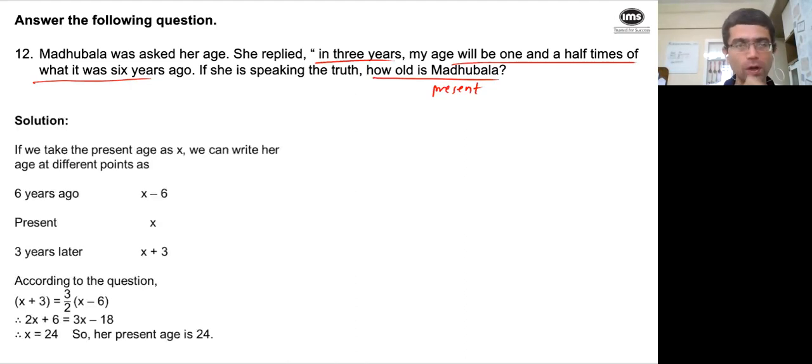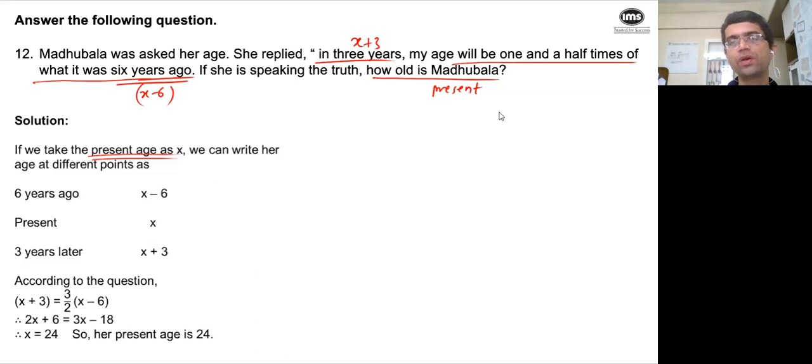Right? So, how will you start? If we assume the present age as X. In 3 years, what will she become? She will become X plus 3. Just concentrate on different parts. My age will be 1.5 times of what it was 6 years ago. Now 6 years ago, she was X minus 6 if her present age is X. So after 3 years, X plus 3, 6 years back, X minus 6.